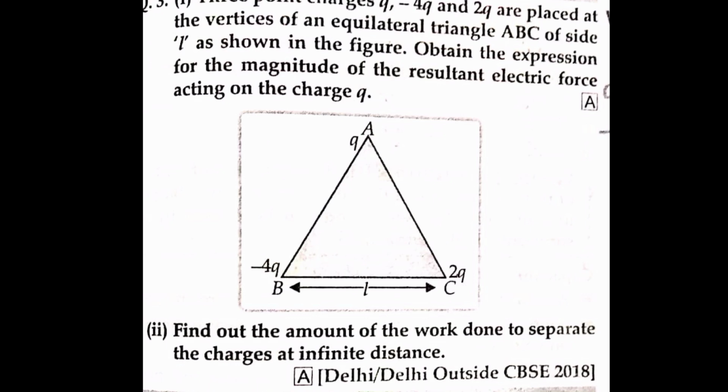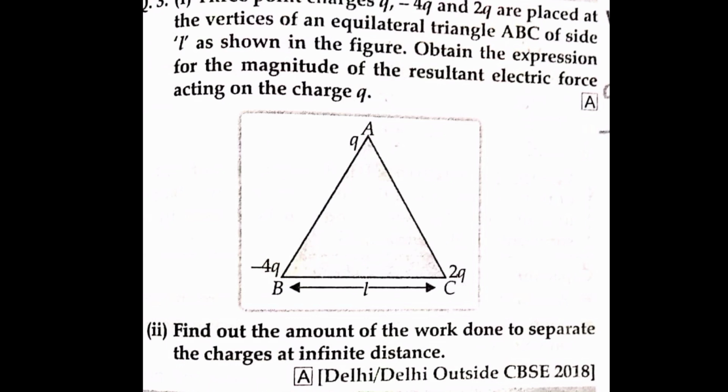Okay, so what is given in the question? Here a diagram is given and we can see 3 point charges, that is Q, then minus 4Q and 2Q. They are placed at the vertices of an equilateral triangle, this ABC, and each side has length L. Now we have to find the expression for the electric force acting on the charge Q.